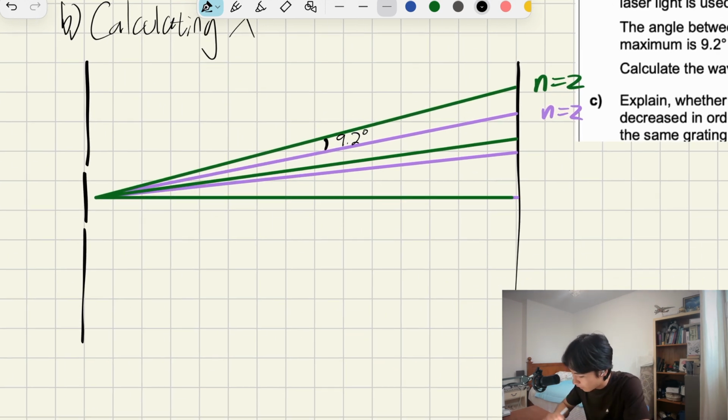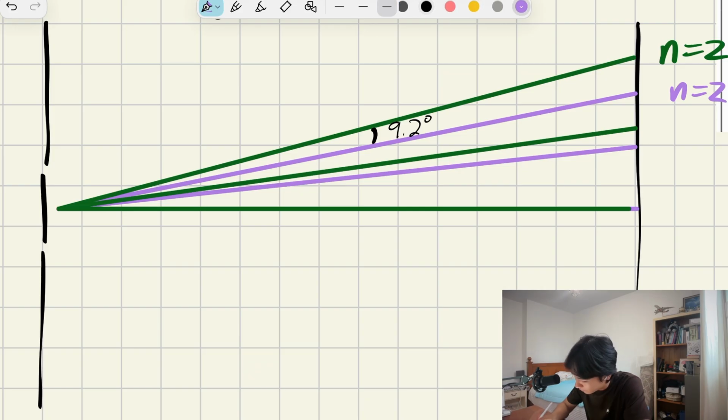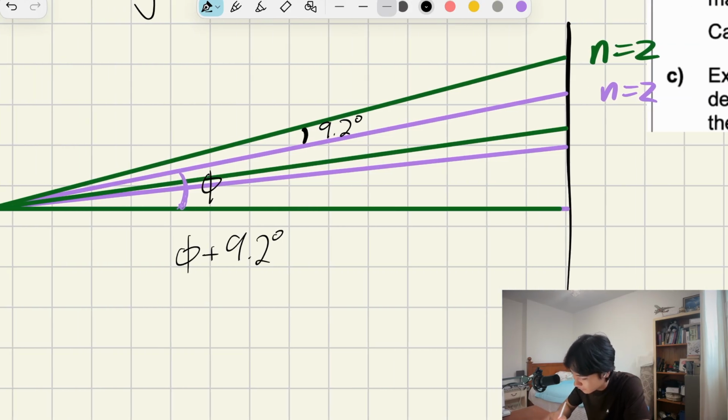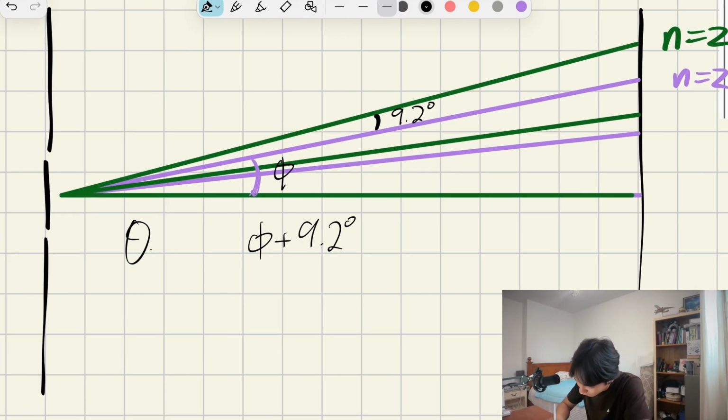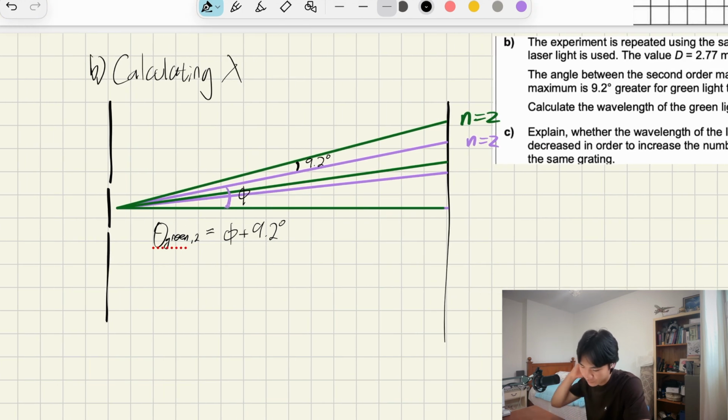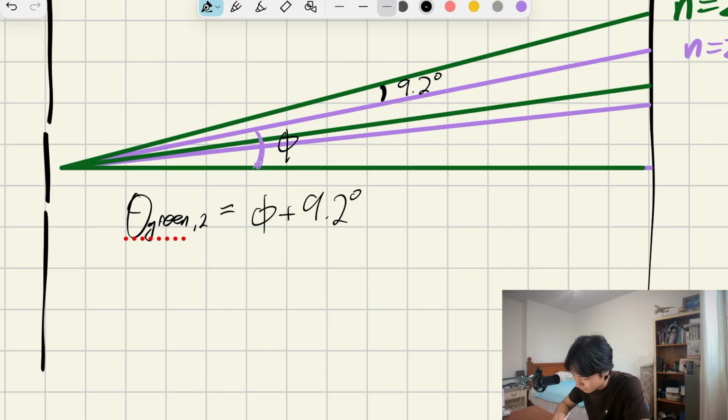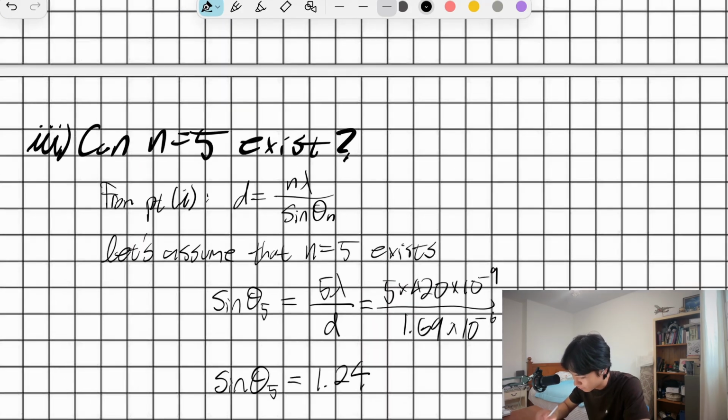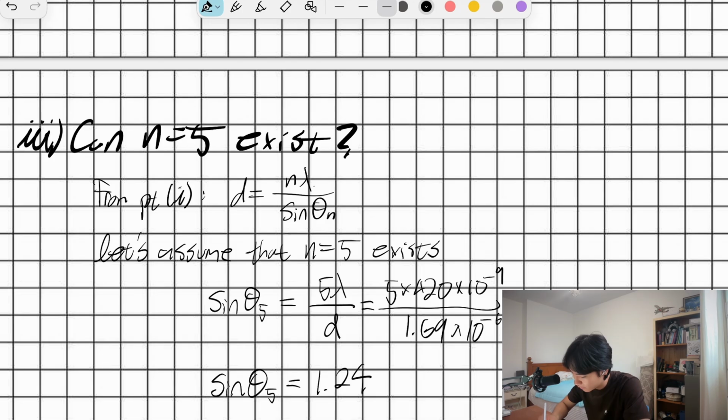So if we find how much the violet light diffracts by, if we find this angle here, let's call that some angle phi, we can just add phi plus 9.2 degrees to get the total angle that the green laser diffracts by. This is going to be theta green, when n is equal to 2. So this is the given situation here. And then if we have theta green, we should be able to calculate, using the formula here, the wavelength of the green light.